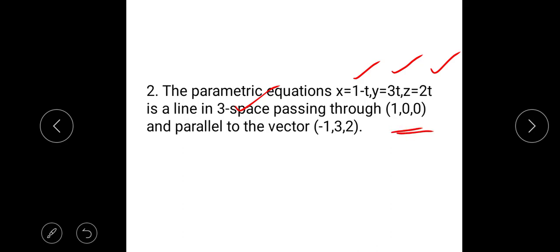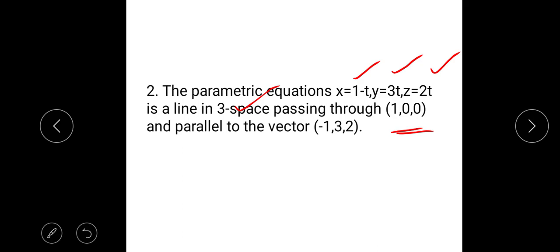How are we getting this triplet 1, 0, 0? I told you, you collect the constants in each equation. The first equation x is equal to 1 minus t, therefore the constant is 1. The second equation y is equal to 3t doesn't contain any constant, therefore the constant can be taken as 0. And in the third equation, z is equal to 2t, the constant is absent, but you can write 0 plus 2t, therefore the constant is 0. Hence, the given straight line in 3 space passes through the point, the triplet 1, 0, 0.